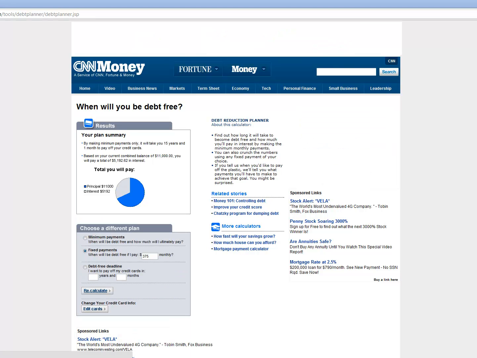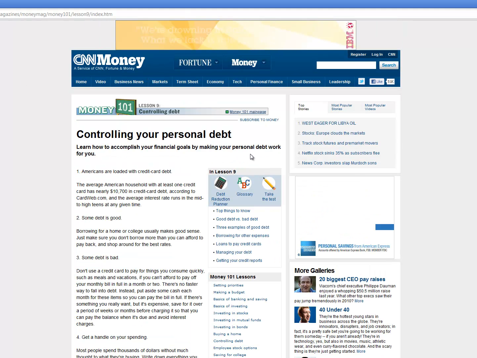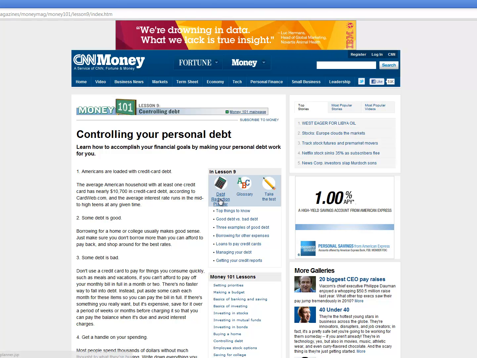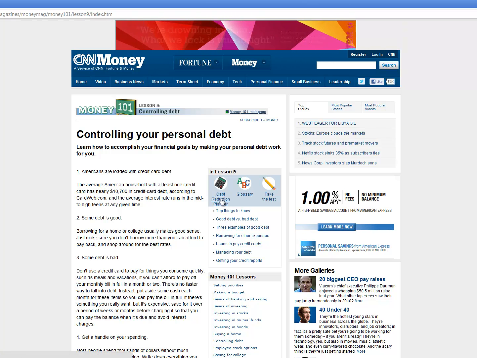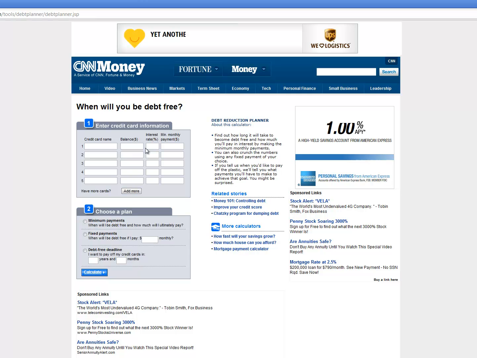So I think you can find this website helpful if you have credit card debt. If you have more than one credit card, if you put in the name and the balance and the interest rate, it will tell you how to pay each one. It's going to have you pay the one with the highest interest rate first. It's going to tell you exactly how much you need to pay each month in order to pay this debt off, either with fixed payments or being debt-free by a certain deadline. So I've found this website to be very helpful, and I hope you do as well.